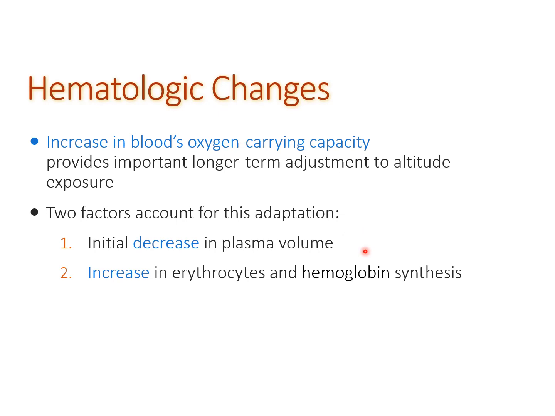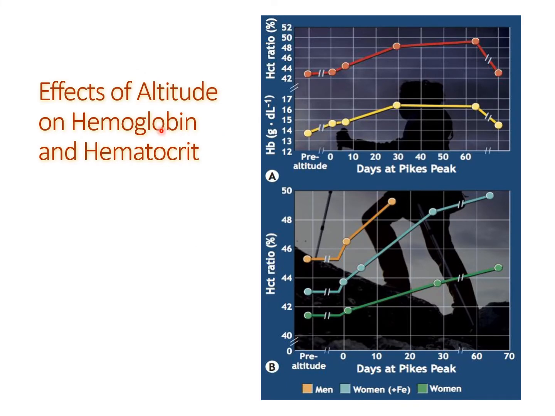One is an initial decrease in plasma volume, which will inherently increase our hematocrit. And two is an increase in erythrocytes and hemoglobin synthesis. So if you guys remember, erythrocytes are red blood cells, and hemoglobin is what carries our oxygen. So getting an increase in that, or an increase in creation of these two things, is going to help us carry more oxygen. So here are the effects of altitude on hemoglobin and hematocrit.